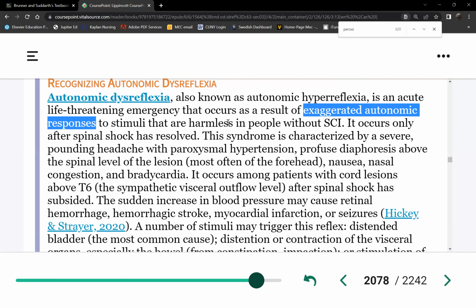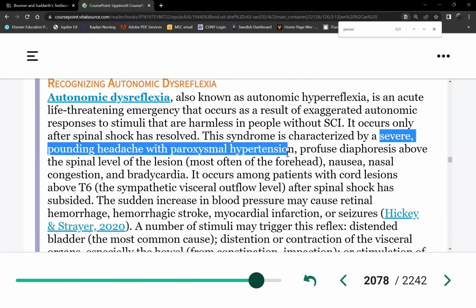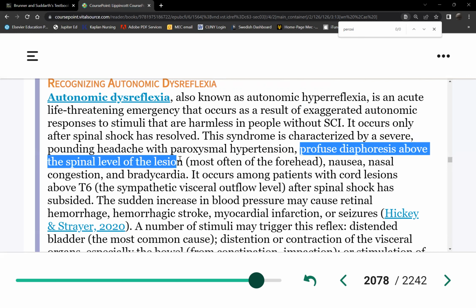How do we know it's happening? The patient manifests the following: severe headache with paroxysmal hypertension. Blood pressure here would be over 200 systolic. Profuse diaphoresis above the injury, meaning if they have T6, above T6, so they'll be above the umbilicus, they'll have sweating here, but then the lower part of the body would be completely dry. They'll also have goosebumps above the level, part of sympathetic stimulation, but none below.